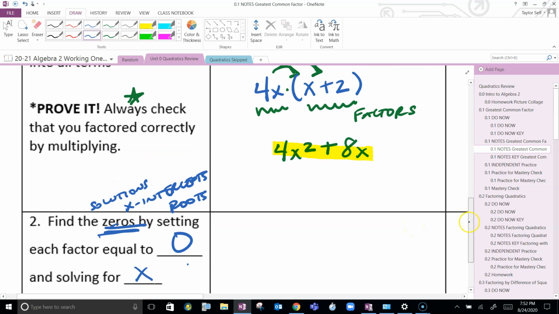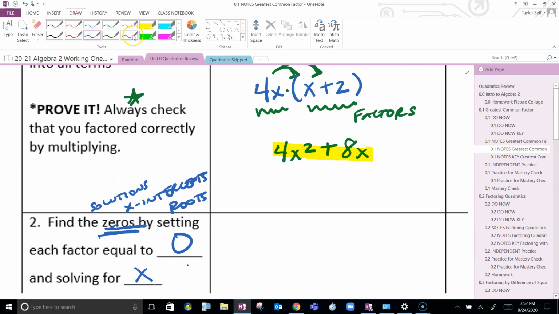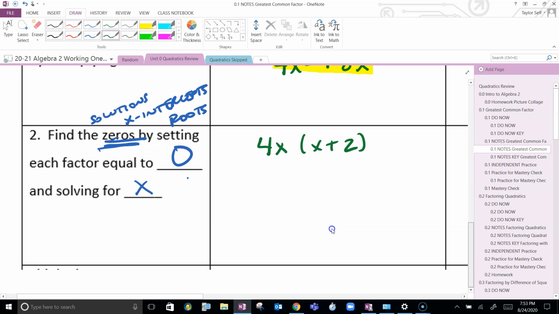Okay, so let's take each factor. Remember, these green things are the factors, these two things. So let's take each factor, 4x and x plus 2. Those are our factors. We're going to take each one and set it equal to 0. So we're going to do 4x equals 0, and then we're going to do x plus 2 equals 0. And now we need to solve for x. Solving is the same as saying isolate. So we're going to isolate x.